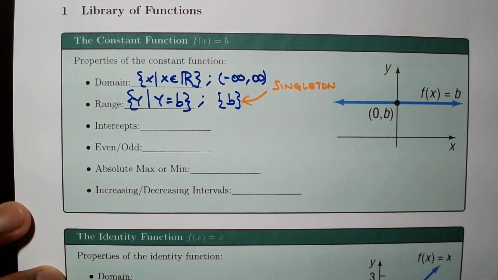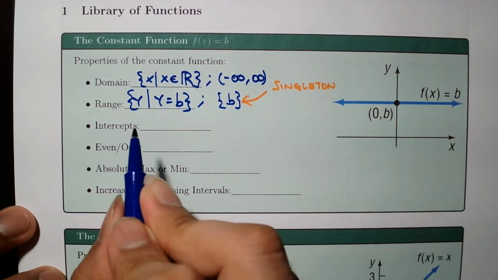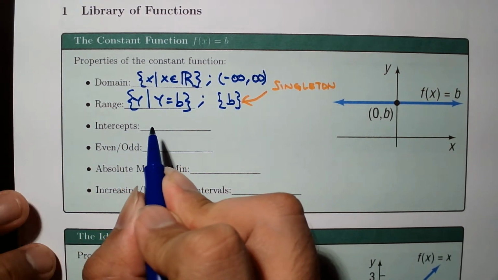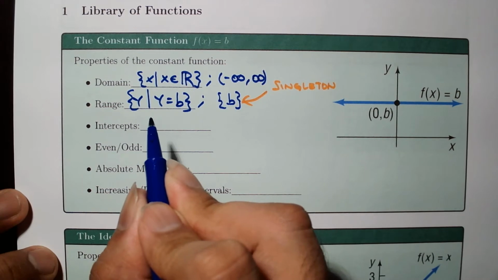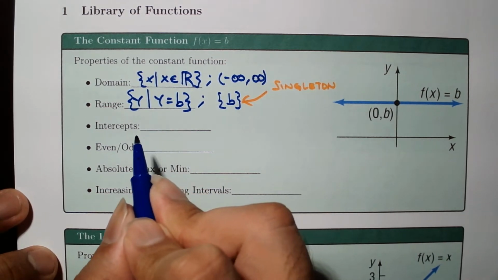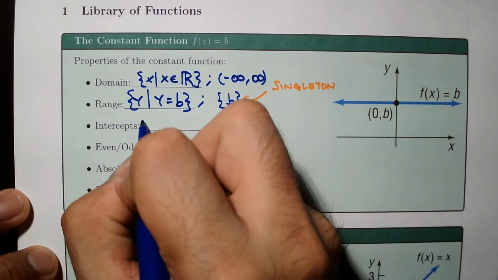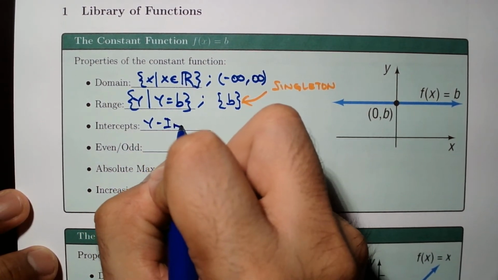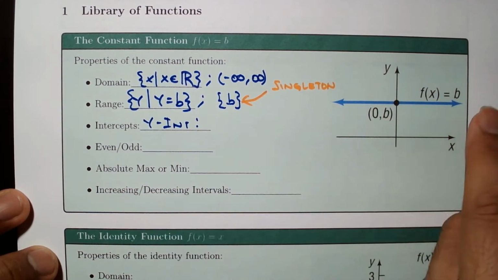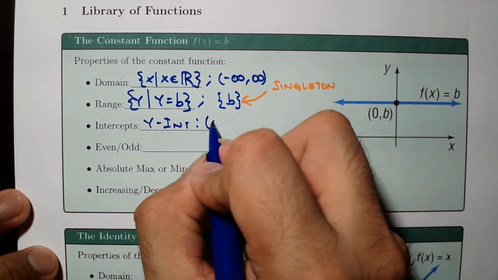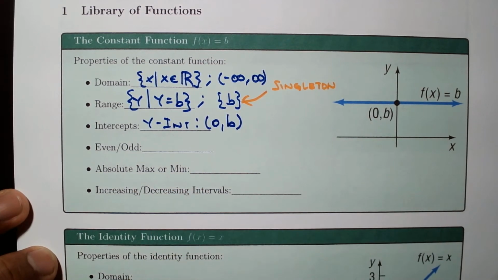What about the intercepts? Again, there are two intercepts, x-intercepts and y-intercept. The x-intercept is the point at which the graph touches or crosses the x-axis, while the y-intercept is the point at which the graph crosses or touches the y-axis. In this case, this function has only a y-intercept, which is stated here, it's (0, b).